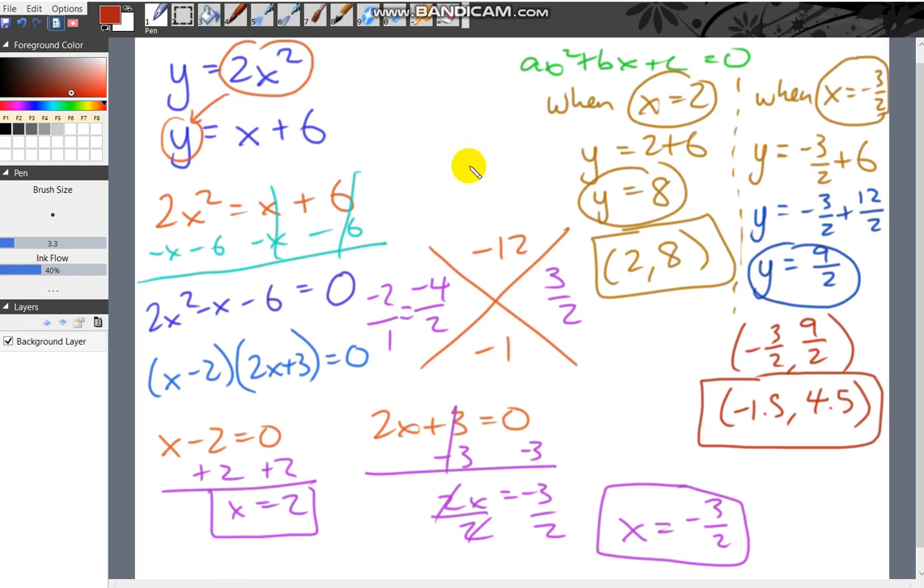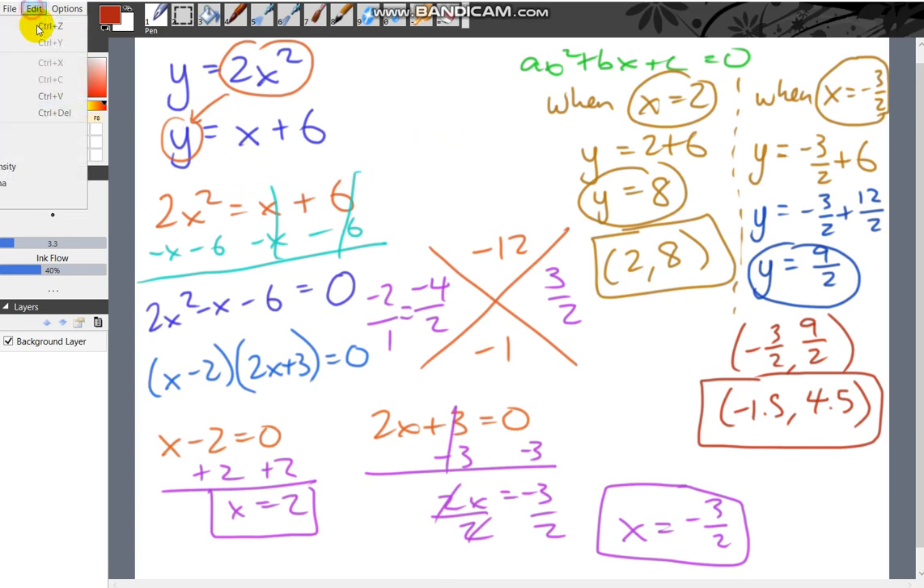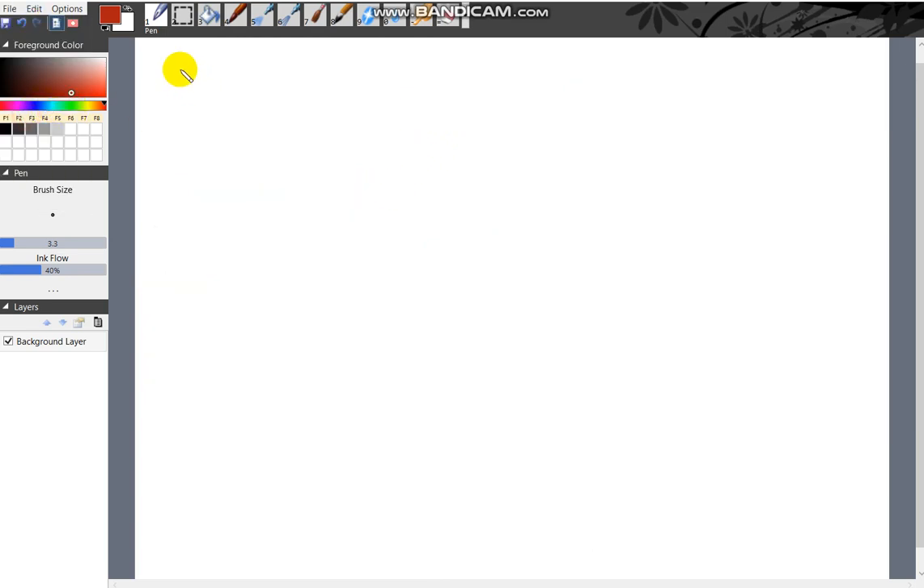Okay, I'm going to show you another example. I'm going to go ahead and clear the screen. Okay, let's say I gave you something like this. This is the circle one, x squared plus y squared equals 10. And the other equation was y equals 3x. Okay, and our goal now is to solve this system of equations.